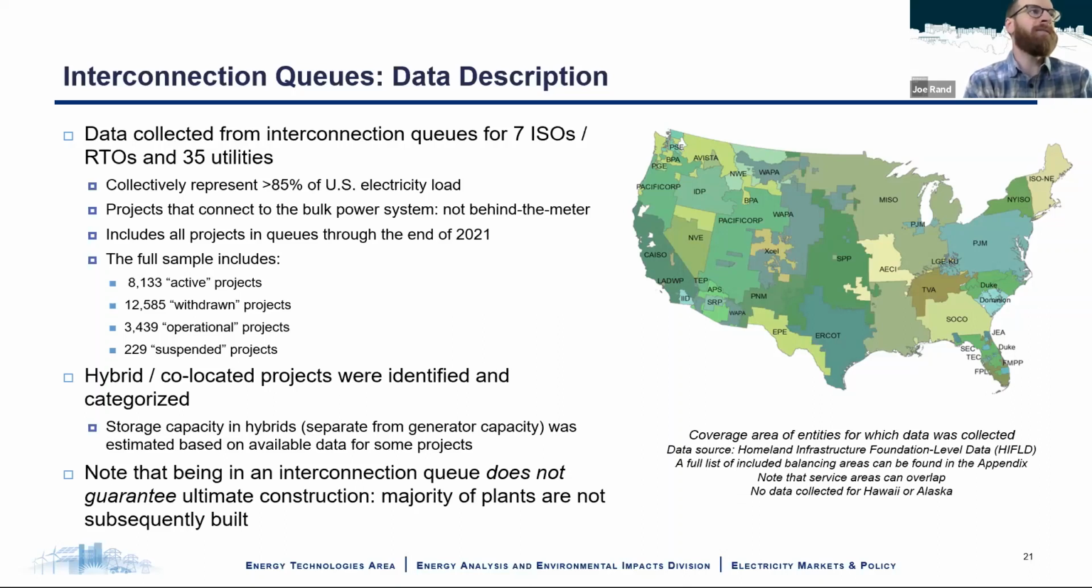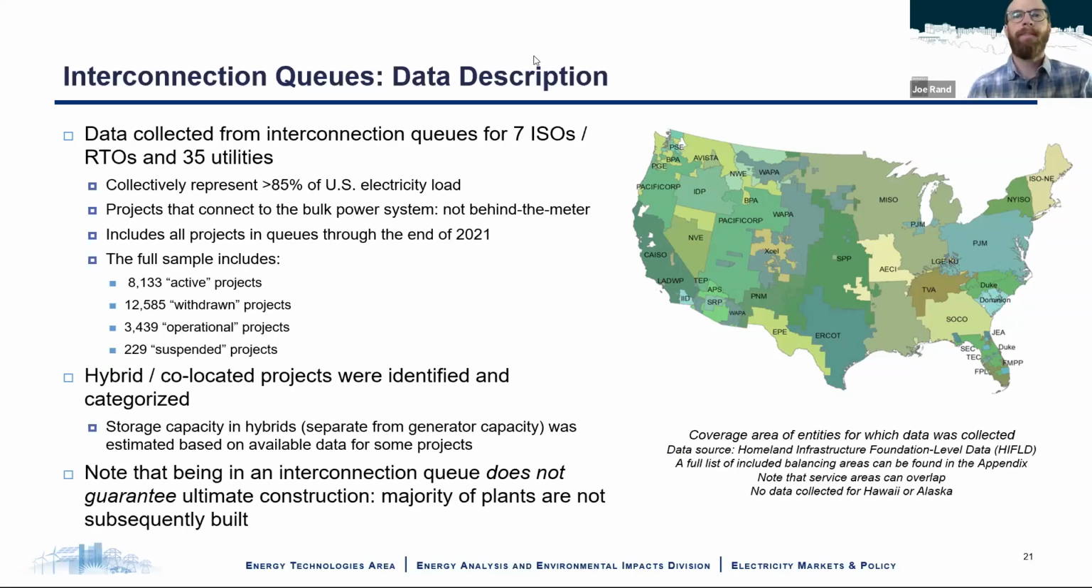The current sample has about 8,000 active projects that are actively seeking interconnection, 12,500 projects that entered the queue at some point but then withdrew, and another 3,500 projects that went through this interconnection process and then went on to become operational projects. I should also note that these data include projects that just connect to the bulk power system or transmission scale resources. So this does not include behind the meter projects. And the data that we have currently is a snapshot as of the end of 2021.